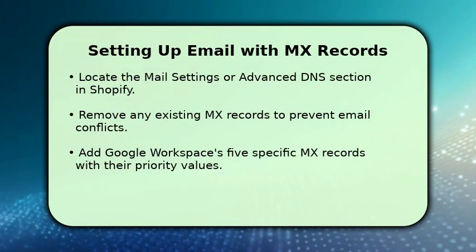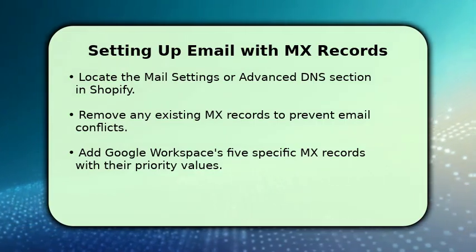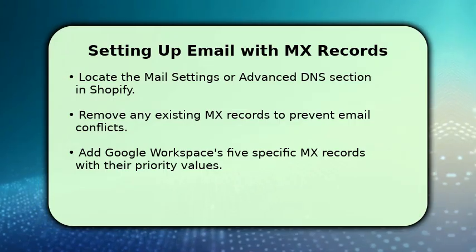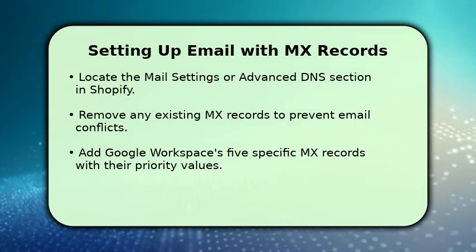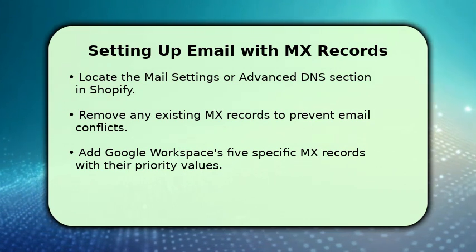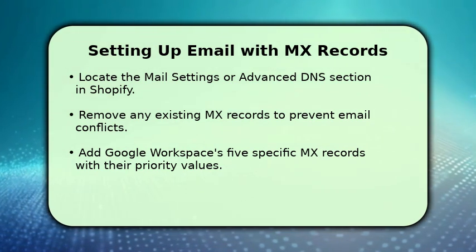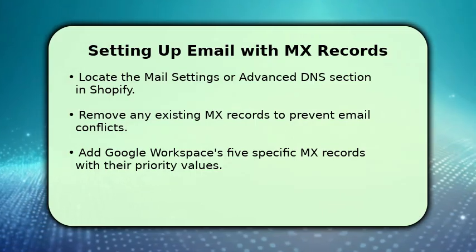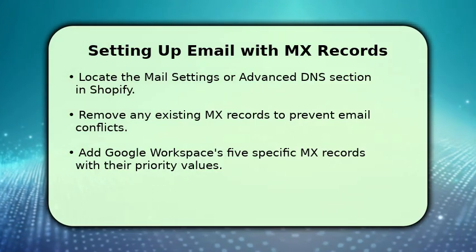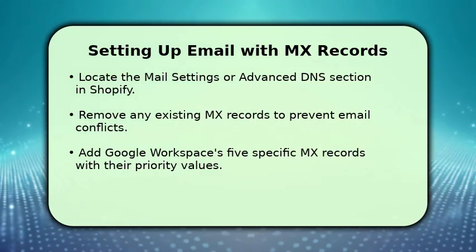Next, we'll configure your Mail Exchange, or MX, records. In your Shopify domain settings, find the section for Mail Settings or Advanced DNS. It's crucial to remove any old MX records first to avoid email delivery issues. Then, add the 5 specific MX records provided by Google Workspace, ensuring you input their corresponding priority values correctly. Double-check your entries before saving.